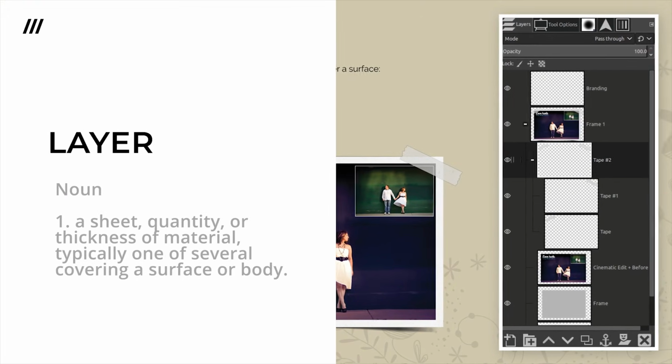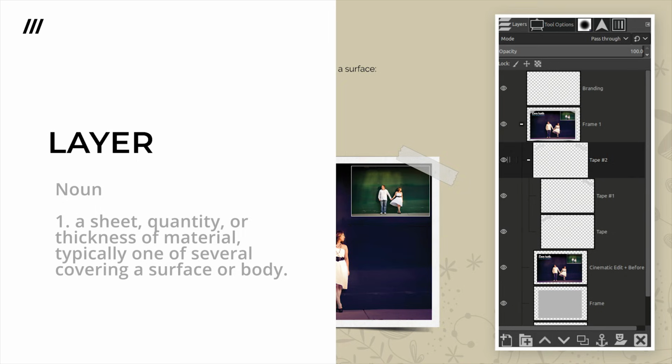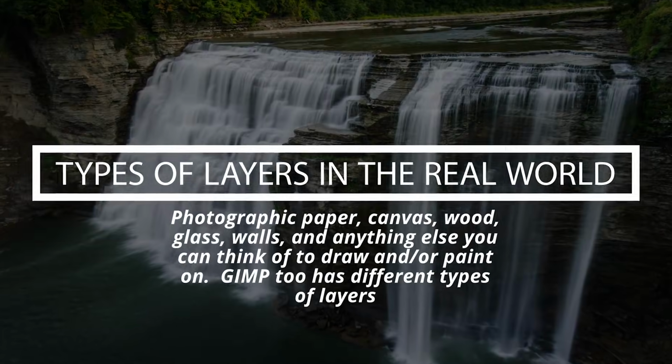So a layer is a sheet, quantity, or thickness of material, typically one of several covering a surface or body. All right, so that means pretty much anything that we can draw on, paint on, we can use as a layer, or it is a layer. So a photographic piece of paper is a layer. I have a canvas gallery wrap right here of a couple that I shot. So this would be considered a layer. You could draw on a wall and that would be considered a layer. You can draw and paint on wood. So pretty much anything you can think of can be used as a layer.